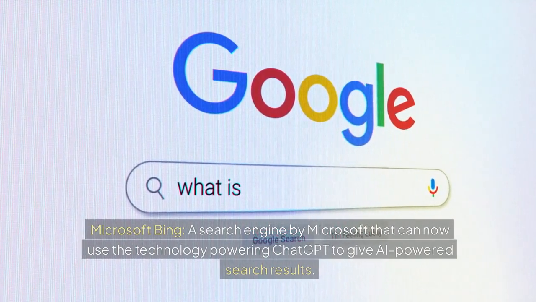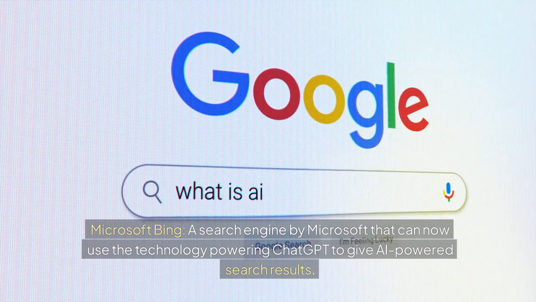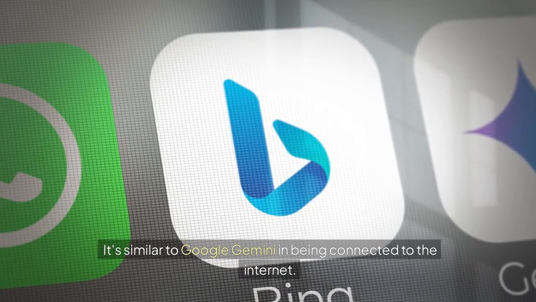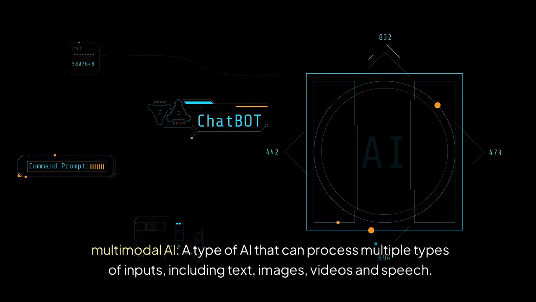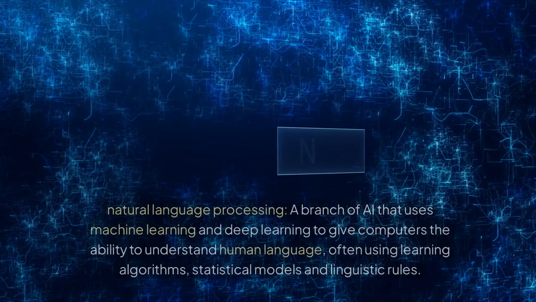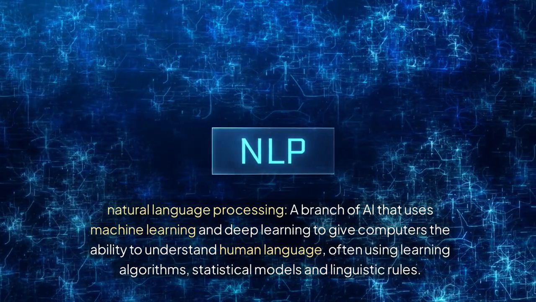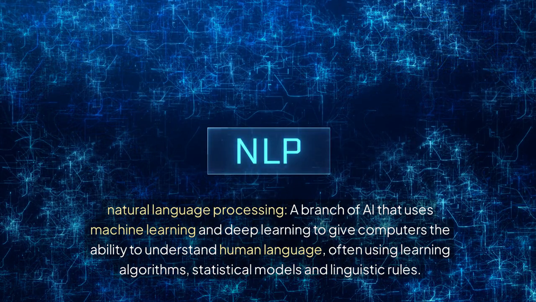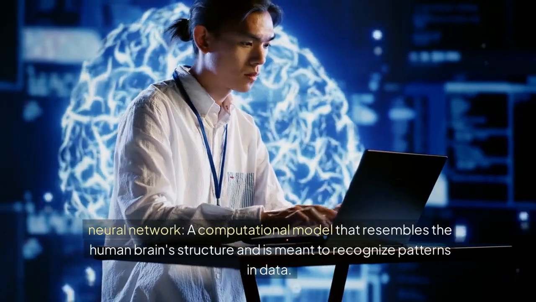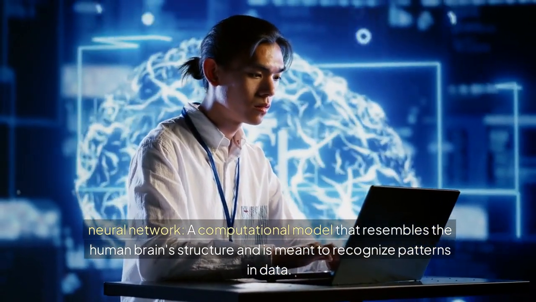Microsoft Bing. A search engine by Microsoft that can now use the technology powering ChatGPT to give AI-powered search results. It's similar to Google Gemini in being connected to the Internet. Multimodal AI. A type of AI that can process multiple types of inputs, including text, images, videos and speech. Natural language processing. A branch of AI that uses machine learning and deep learning to give computers the ability to understand human language, often using learning algorithms, statistical models and linguistic rules. Neural network. A computational model that resembles the human brain's structure and is meant to recognize patterns in data.